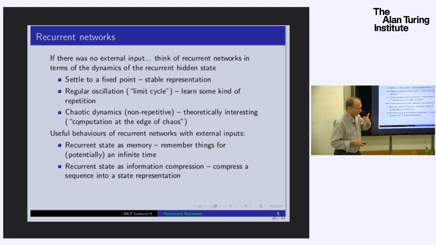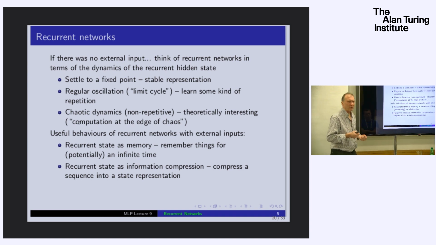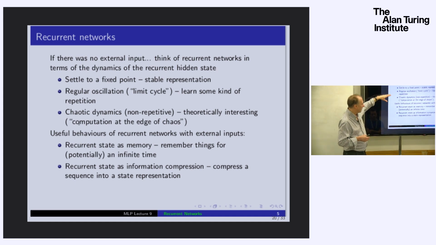So one thing we can think about is what does this dynamics do if we don't have any input? We can do a number of different things. There's a whole theory of dynamical systems, and we could do things like settle to a fixed point. We can have a stable attractor. We can maybe create some stable oscillation. We can have chaotic dynamics, and so these are the kind of things that could happen in the recurrent net.